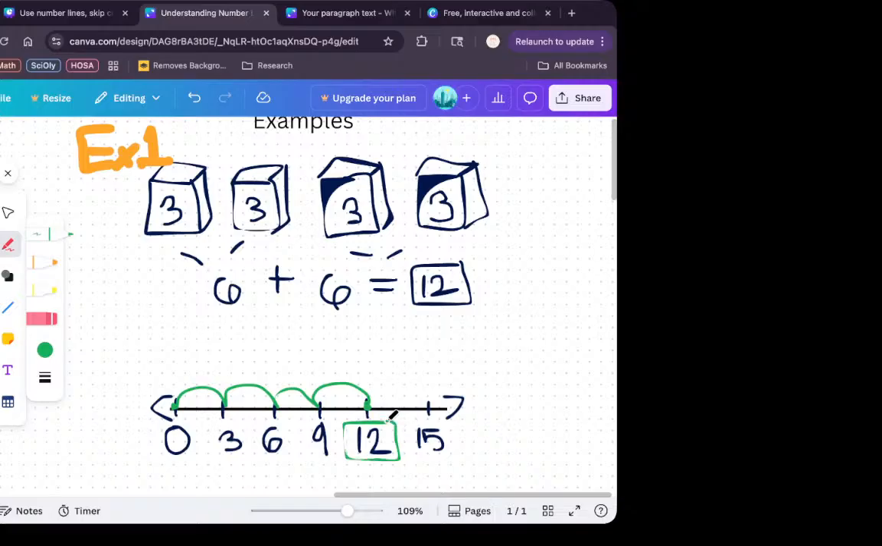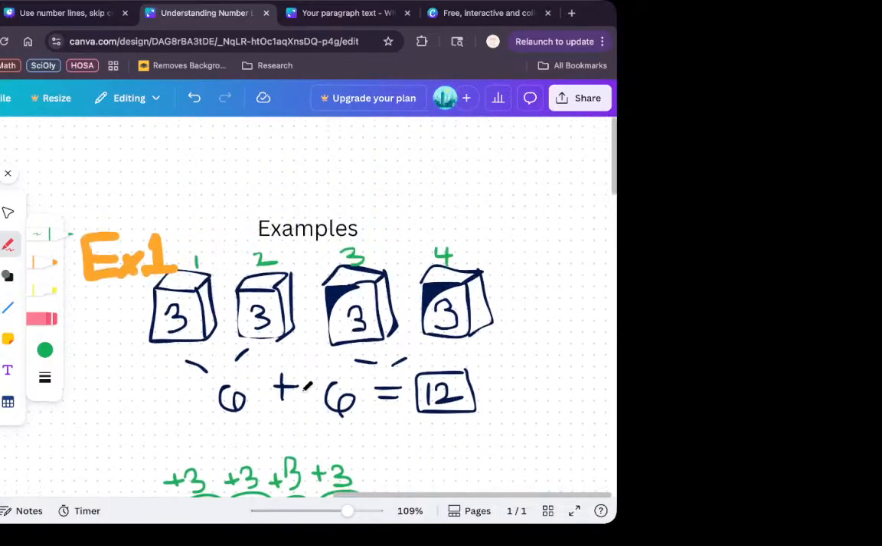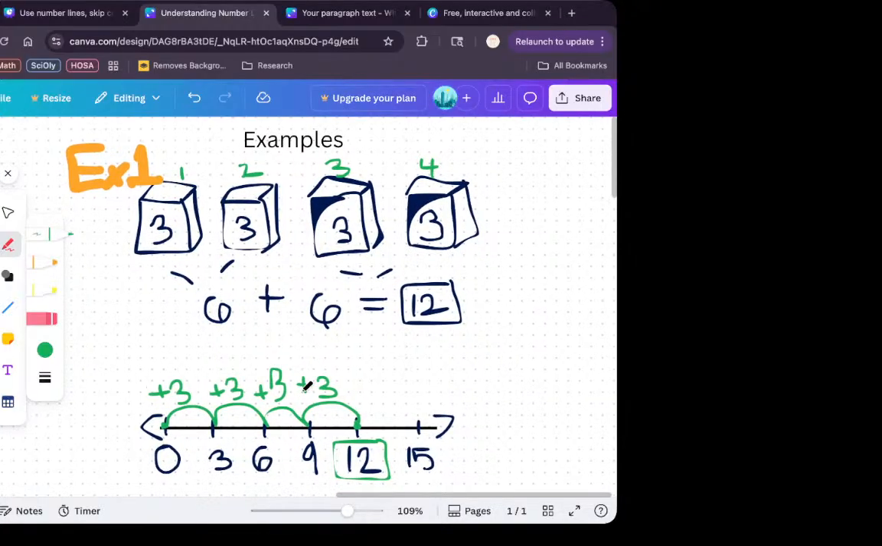Why do we jump 4 times again? It is because we have 1, 2, 3, 4. We have 4 groups of 3. Each time we are adding by 3, adding by 3. Always adding by 3 or subtracting by 3, doesn't matter. So this is an example of the addition one. Let's do an example where we are subtracting. Give you guys a moment.